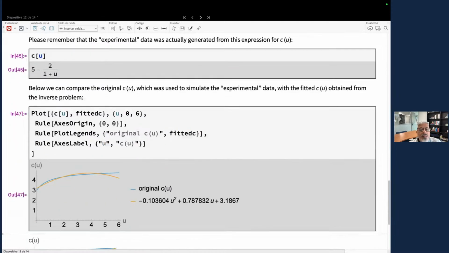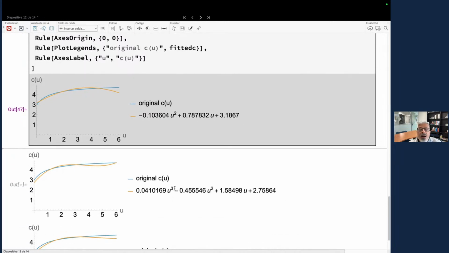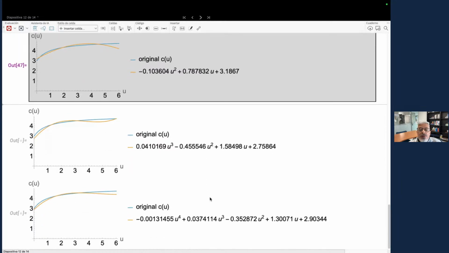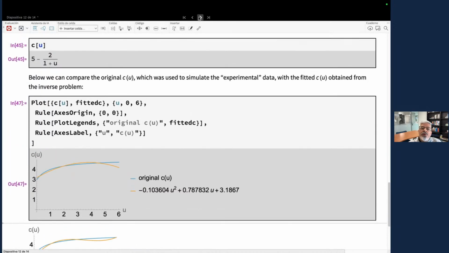See? There we go. Here is the polynomial, and actually it will take more time, but we could do this for a polynomial of order 3 or a polynomial of order 4, and get approximations that could be improving. All right. So that's an example of an inverse problem in a partial differential equation, where from experimental data we got the water capacity.